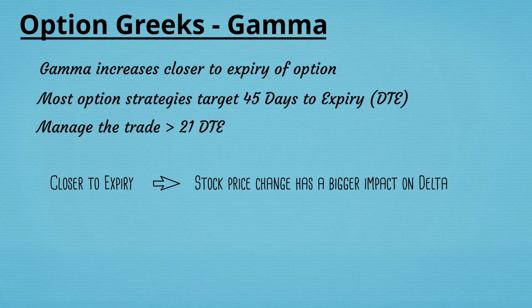And it just makes sense logically, because as you're getting close to expiry, there's not a lot of time value left in that option. Most of the value of the option is the intrinsic value. So any little change in the stock price will have a pretty big impact on the option price. And that's why gamma is so high close to expiry.